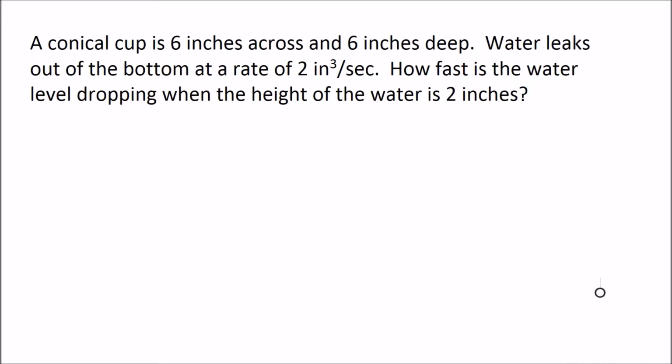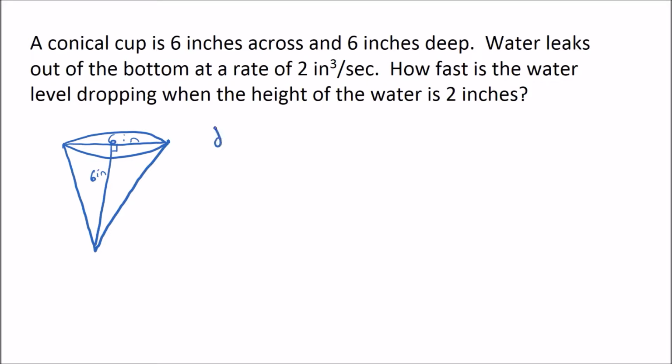Okay, so let's draw this out and list some information here. So we have this conical cup, and it's 6 inches across, and it's also 6 inches deep. So we know the height is going to be 6 inches as well. That gives us the information that the diameter is 6 inches, and the current height is also 6 inches.